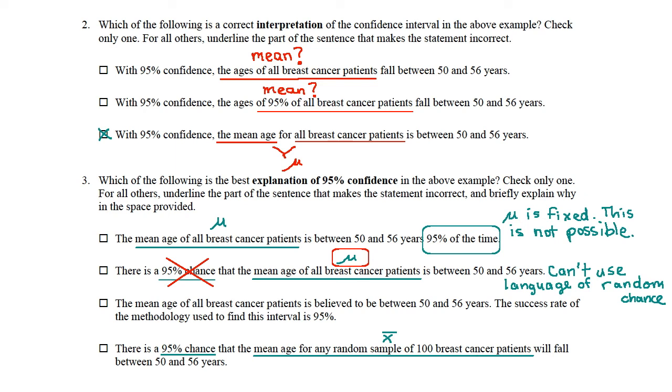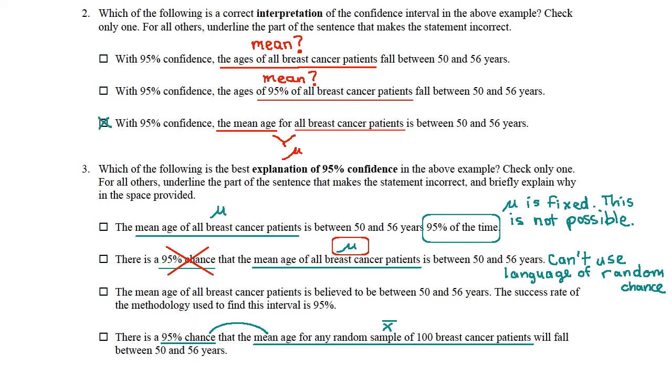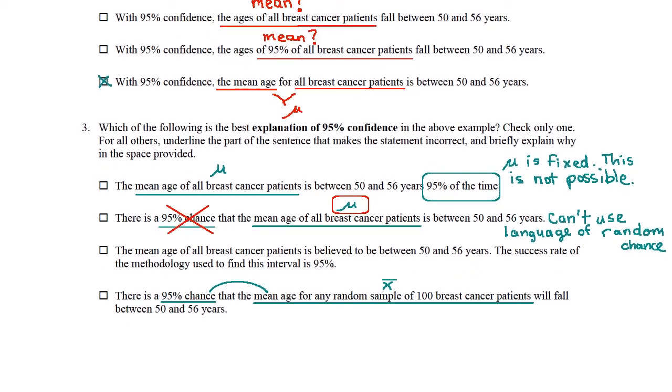So the connection of probabilistic language with a sample statistic is fine. That part of it's good. However, the confidence interval itself describes mu. It does not describe lots of different random samples from the population. So this should describe mu. Only mu is believed to be in this interval.